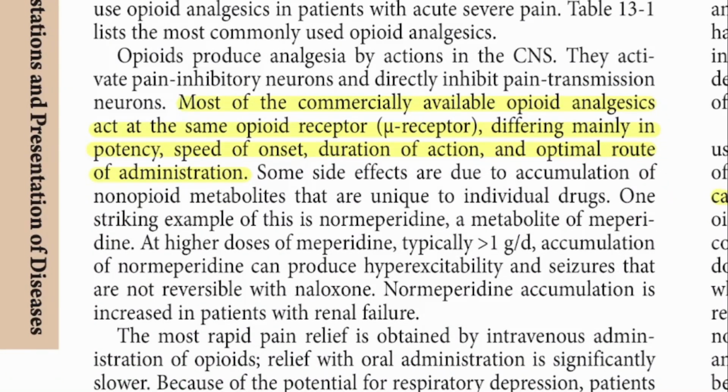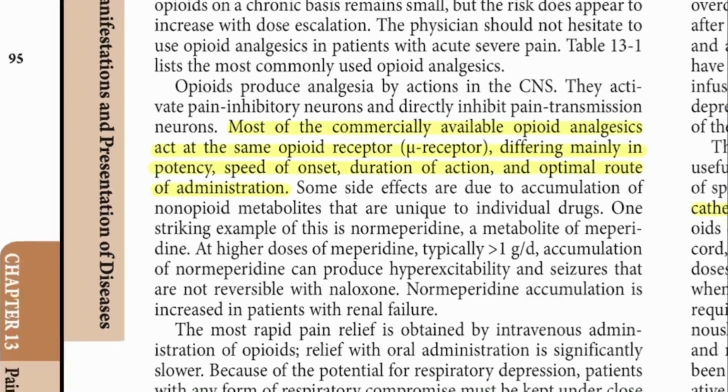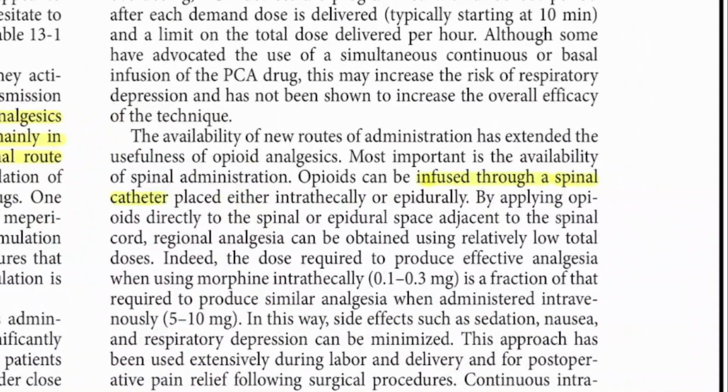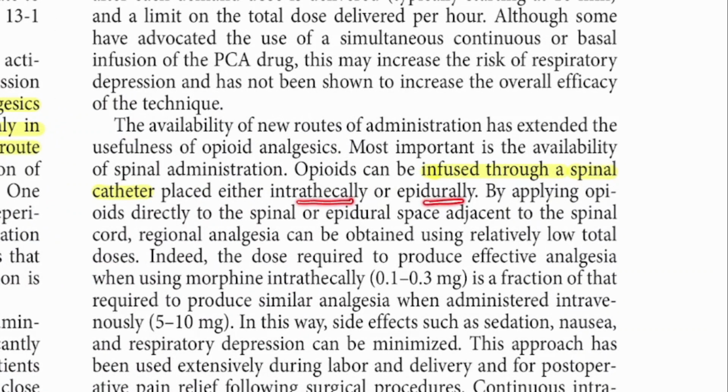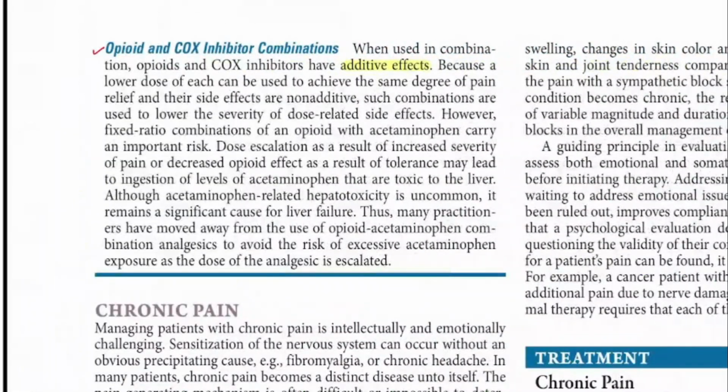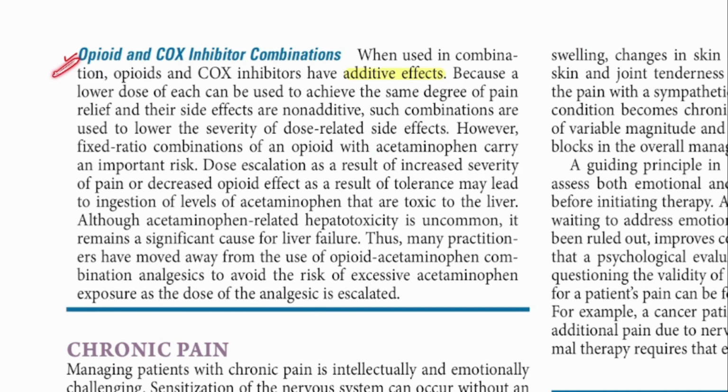Most of the commercially available opioid analgesics act at the same opioid receptor. Receptor used is mu, and they differ in potency, onset of action, duration of action, and route of administration. There are some opioids that can be given intrathecally or epidurally, and we infuse them through a spinal catheter. So that is all. In this paragraph, it is opioid and COX inhibitor combination use. We have additive effects, but side effects are very less. Can be combined, but usually not combined nowadays.